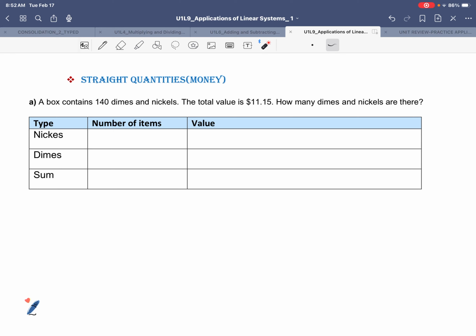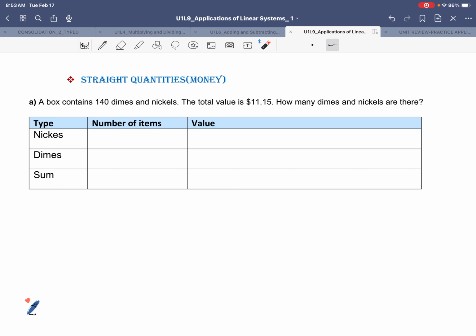Let's take a look at another application of linear systems, and this time we're looking at a problem about money. We call them the straight quantities. So let's read the problem together first. A box contains 140 dimes and nickels. The total value is $11.15. How many dimes and nickels are there?